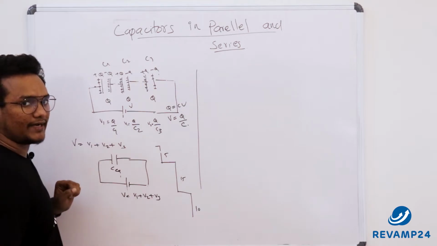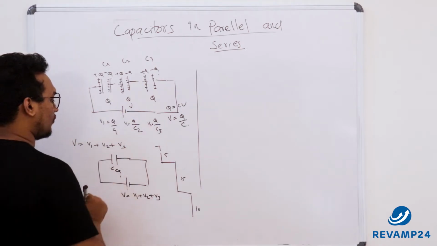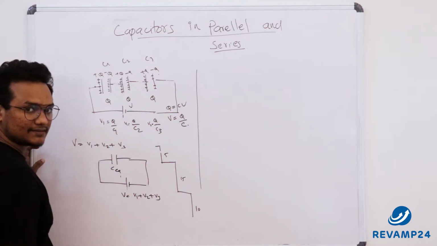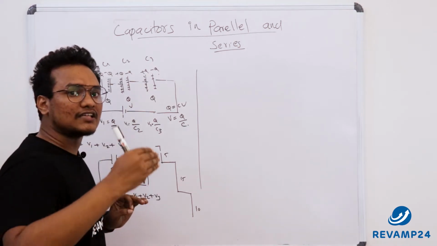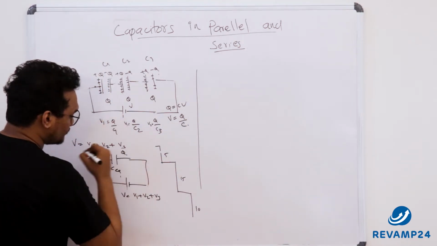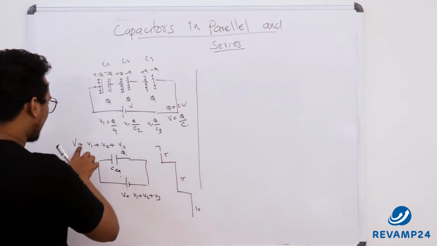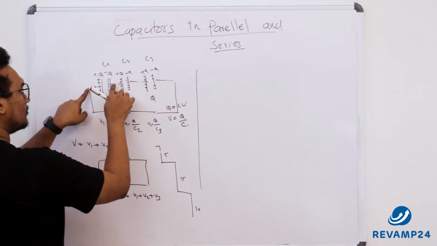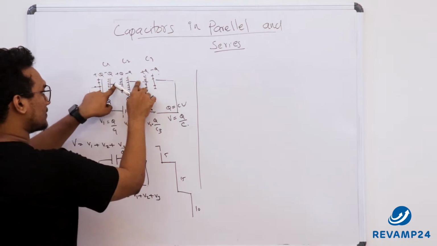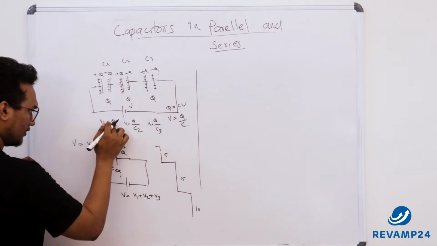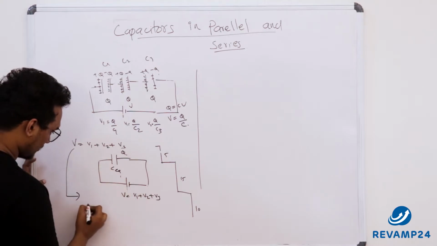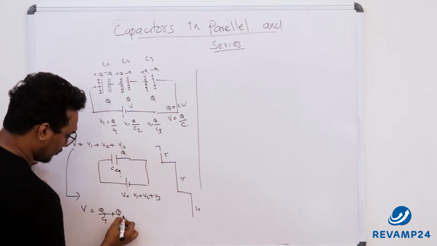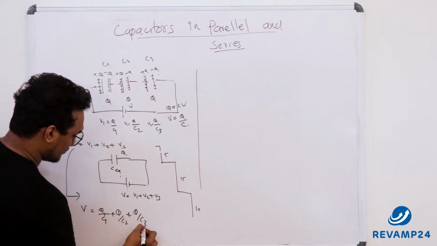Now this is C equivalent, right? One thing is also very sure, which is that the charge stored in each and every capacitor is the same. So in the equivalent capacitor also the charge stored will be the same. So that is Q. Now we can substitute the values in this equation. V between this point is equal to V between these 2 plus this. So what is V1? Q by C1. So in this equation, V is equal to Q by C1 plus Q by C2 plus Q by C3.